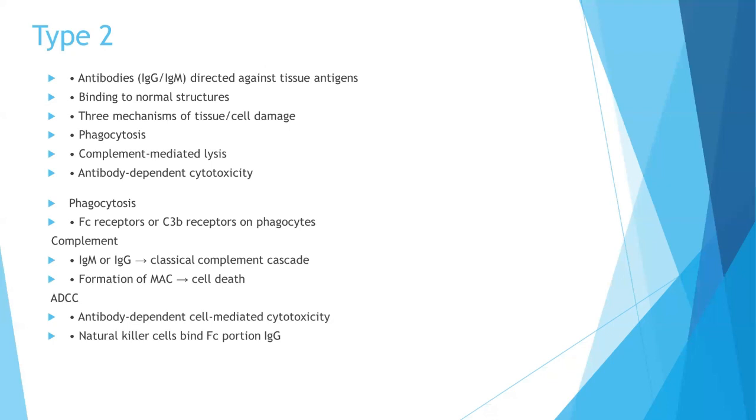Now talking about type 2 hypersensitivity reactions: IgG and IgM antibodies are directed against tissue antigens. They bind to normal structures, and there are three mechanisms of tissue or cell damage: phagocytosis, complement-mediated lysis, or antibody-dependent cytotoxicity. Phagocytosis occurs through Fc receptors or C3b receptors on phagocytes. Complement-mediated lysis occurs through IgM or IgG along the classical complement cascade, with formation of MAC, which can lead to cell death.